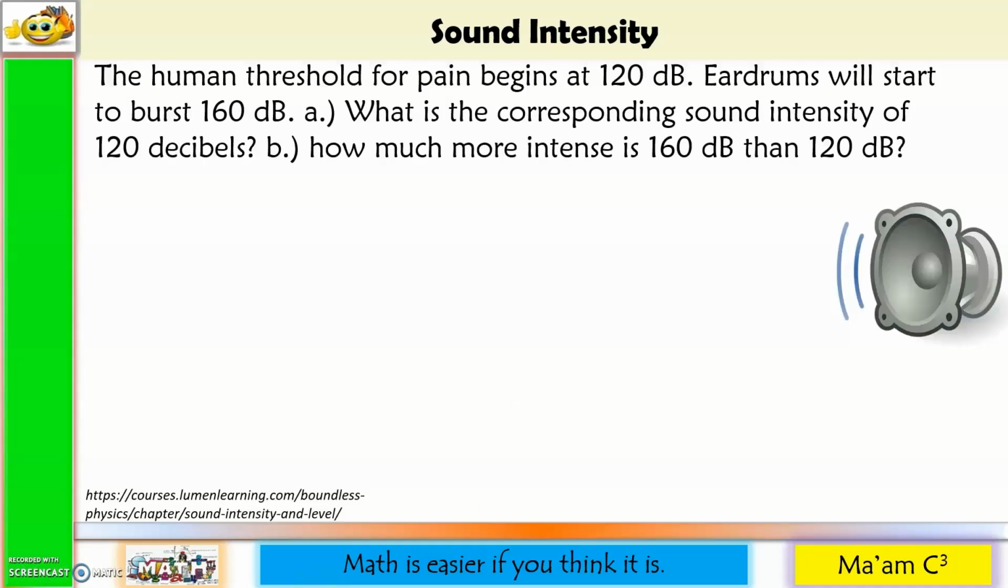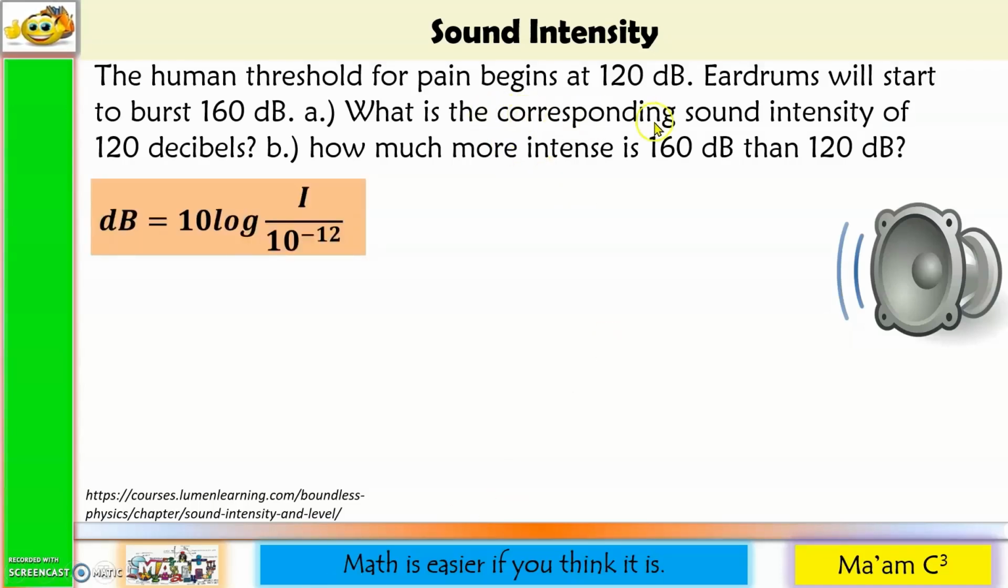The human threshold for pain begins at 120 decibels. Eardrums will start to burst at 160 decibels. Letter A. What is the corresponding sound intensity of 120 decibels? And letter B. How much more intense is 160 decibels than 120 decibels? So let us recall our formula.